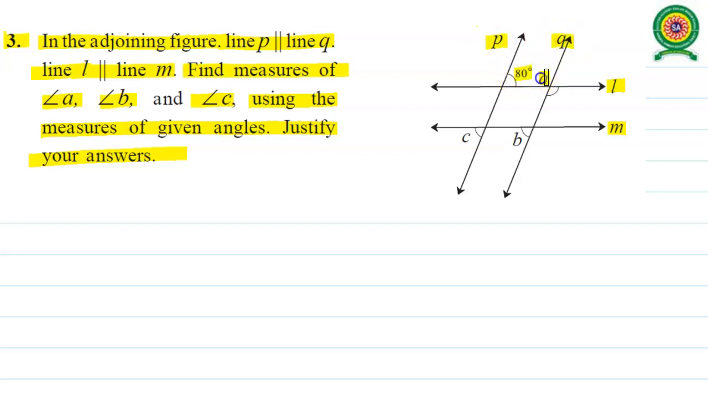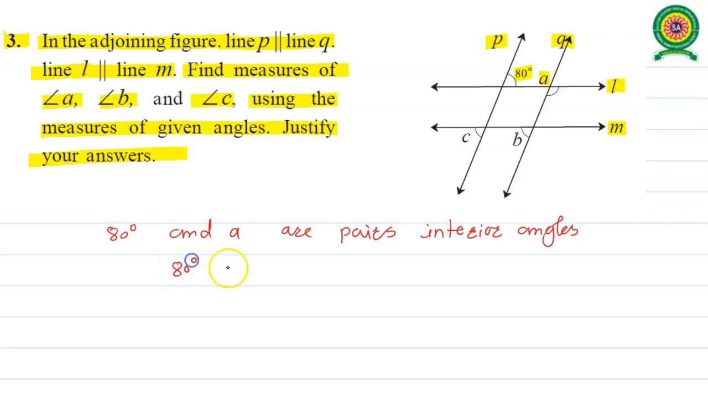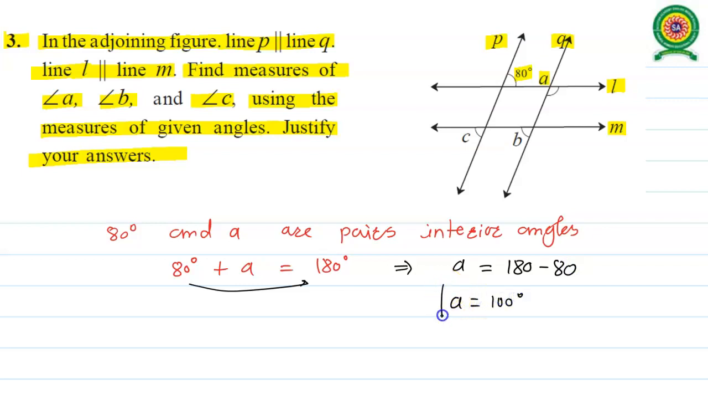So 80 degree and A are pairs of interior angles. So I am writing here: 80 degree and A are pairs of interior angles. Once the lines are parallel, pairs of interior angles are supplementary, which means the sum of the given angles equals 180 degree. After shifting 80 degree from LHS to RHS, we get A equals 180 minus 80, and 180 minus 80 gives the value of angle A equals 100 degree.